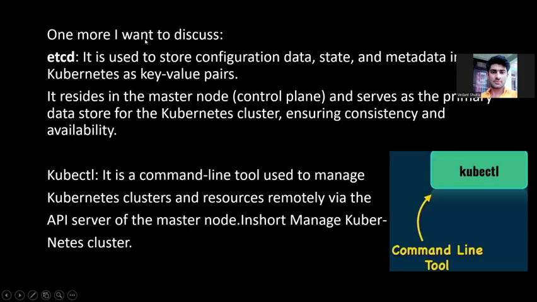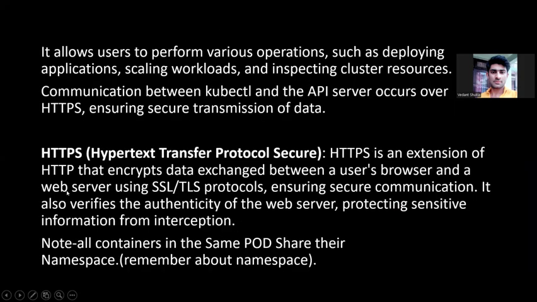One more thing I want to discuss. etcd is used to store configuration data and metadata state in Kubernetes as key-value pairs. It will store the configuration data when the containers start and all of that. It basically stores the logs of this Kubernetes. It resides in the master node and serves as the primary data store for the Kubernetes cluster, ensuring that consistency, reliability and availability are maintained. So this is done.